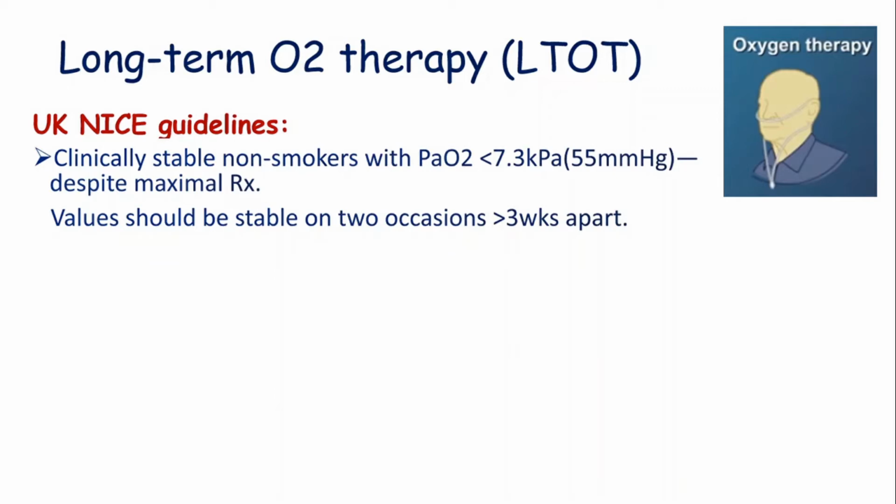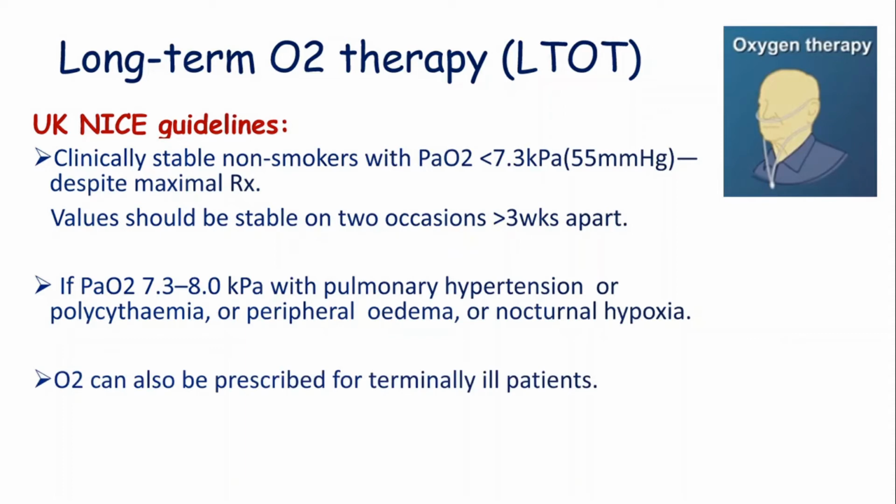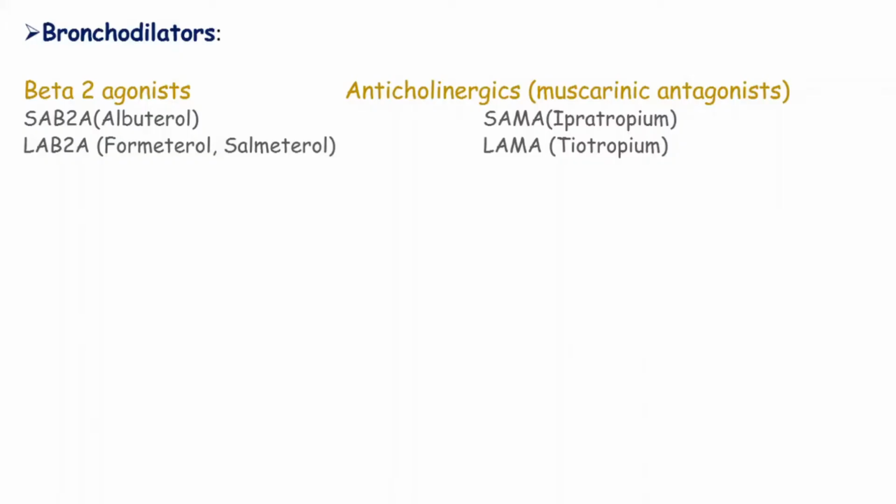The next set of patients are patients who have a better PaO2 than the first group, between 7.3 to 8 kilopascal units, but they have complications like pulmonary hypertension or have developed secondary polycythemia, or we see peripheral edema in this patient, or nocturnal hypoxia. They can benefit of long-term oxygen therapy. Now, the third group of patients are those who are terminally ill. They may have effect of oxygen through nasal catheter to alleviate the symptoms of breathlessness. Now, an important part of COPD treatment is bronchodilators.